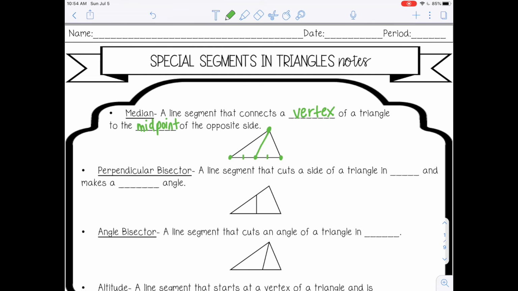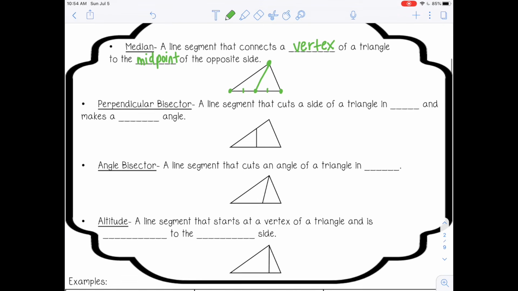The next special segment is a perpendicular bisector. That is a line segment that cuts a side of a triangle in half or in two equal pieces, and it creates a right angle because it's perpendicular. So right here, this is a right angle, 90 degrees, and it cuts this side in half.